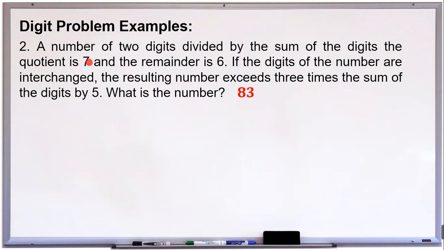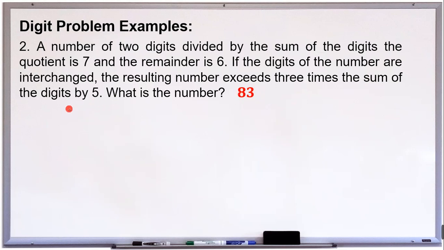Okay. So we have a number of two digits divided by the sum of the digits. The quotient is 7 and the remainder is 6. If the digits of the number are interchanged, the resulting number exceeds 3 times the sum of the digits by 5. So what is the number? Our answer for this problem is 83. Now our goal is to verify if this is true.